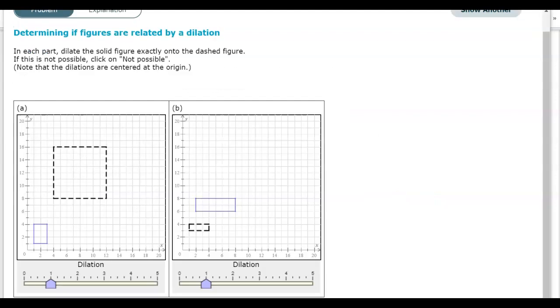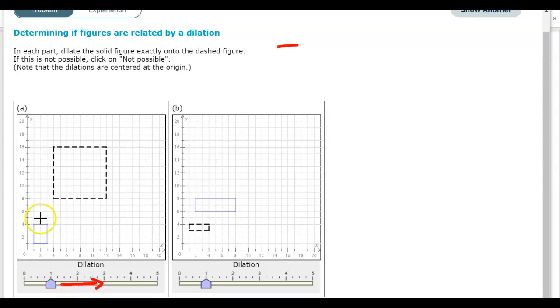So determining if figures are related by dilation. We are asked, in each part, dilate this solid figure exactly onto the dashed figure. If this is not possible, then click not possible. So what we're going to try to do here, you guys, is take this slider and move it to the right or possibly to the left sometimes.